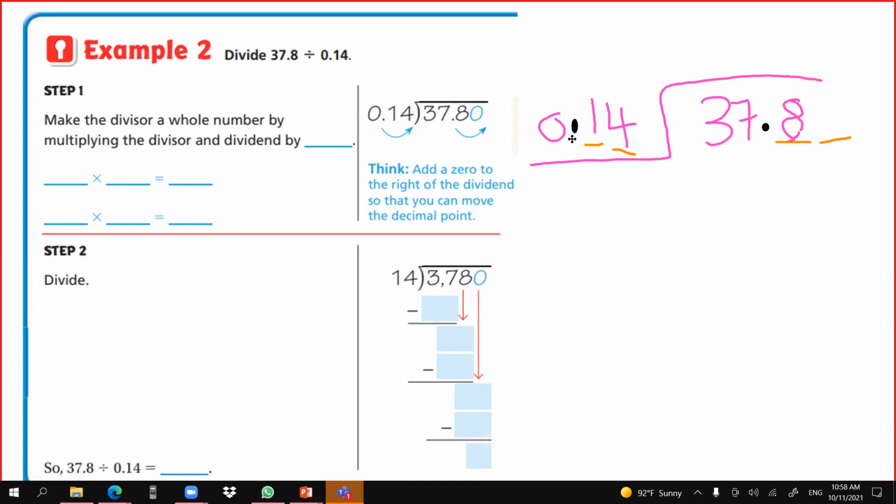So here, this is the decimal point, and here, this is the decimal point. Moving 1, 2, and here, 1, 2. Is it right? Yes. But after I move it in the dividend, I found that there's an empty digit. So what should I write in this empty digit? 0. That's it. I should add 0 in order to get 3,780 divided by 14.